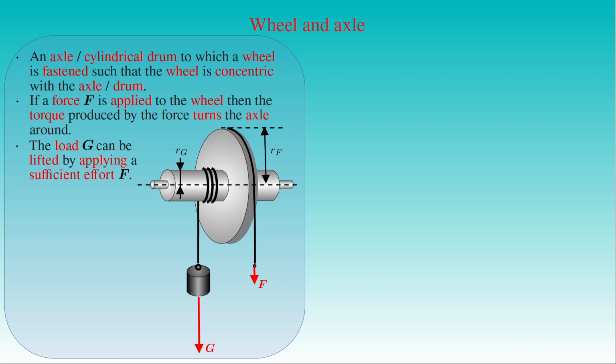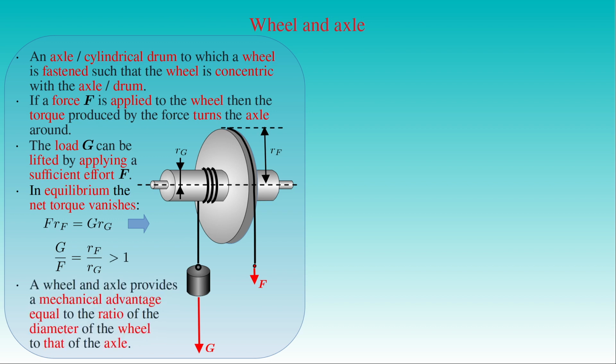The lines of action of the effort F and the load G correspond to the tangents of the wheel of radius RF and the axle of radius RG, respectively. Let us suppose that the wheel and axle is in equilibrium, that is, the forces acting on it are balanced. Then the net torque produced by the forces F and G vanishes, and we can write that the magnitude of the force F times its lever arm RF is equal to the magnitude of the force G times its lever arm RG. That is, the ratio of G to F is equal to the ratio of RF to RG, which is greater than 1. This result shows that a wheel and axle provides a mechanical advantage equal to the ratio of the diameter of the wheel to that of the axle.